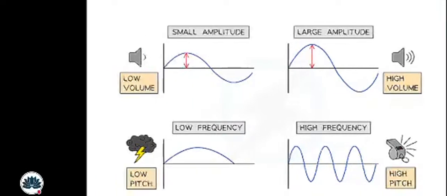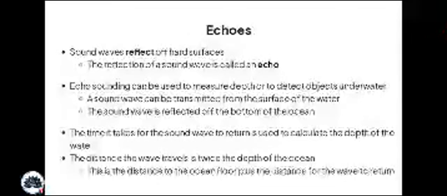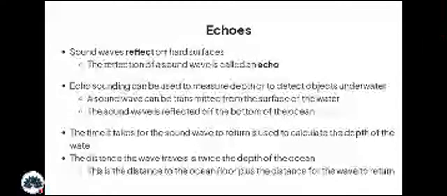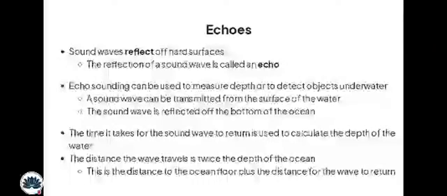What is meant by echoes? Sound waves reflect off hard surfaces. The reflection of sound is called an echo. This is the simple definition. Echo sounding can be used to measure depth or to detect objects underwater. A sound wave can be transmitted from the surface of the water. The sound wave is reflected off the ocean floor.